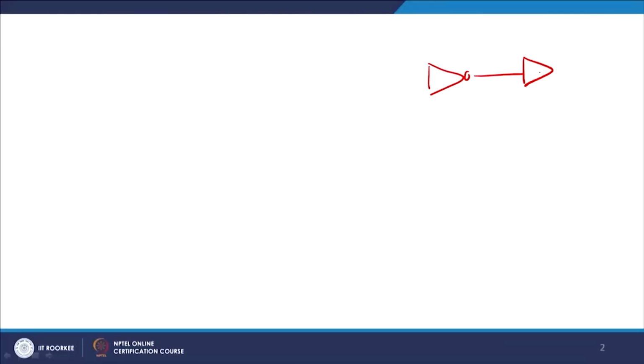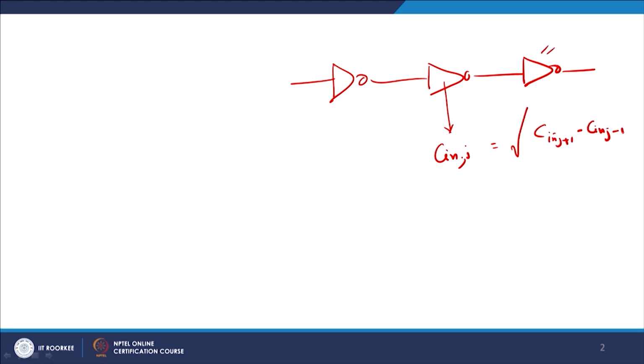So, if you have got 3 inverters, 1, 2 and then 3 here, and you want the delay to be minimized, then try to keep the input capacitance of the jth inverter equal to the square root of C in (j+1) multiplied by C in (j-1). We have derived this basic concept in the previous lecture, that if you want to do this, you have to follow these basic concepts.